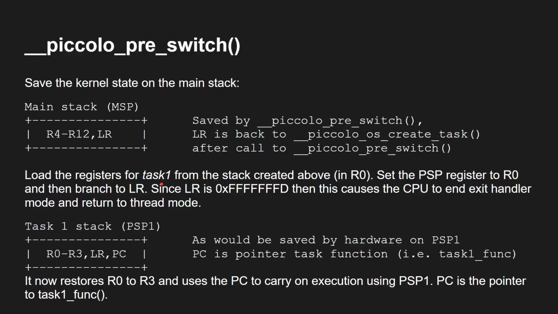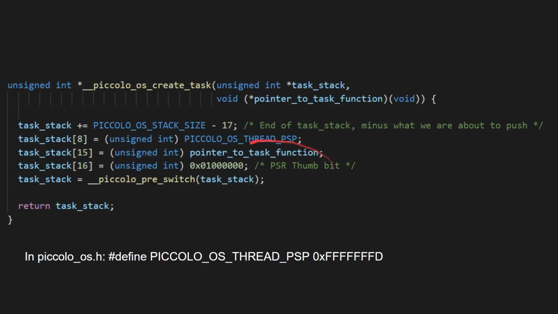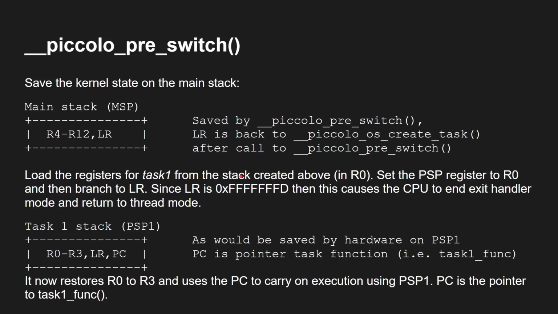Well, what does it do? Here's my diagrams again. It saves the kernel state onto the main stack. Remember, it's all about stacks. So we've got R4 to R12 saved onto the main stack. Then it loads the registers for task 1 from the stack that we just created. So this C code here created this stack with these different things in it that we've talked about. We now actually roll that back off the stack and set the registers to those things. We set the PSP register, which is how in ARM Cortex code you say, use this stack now, please. Don't use the main stack, use the process stack.